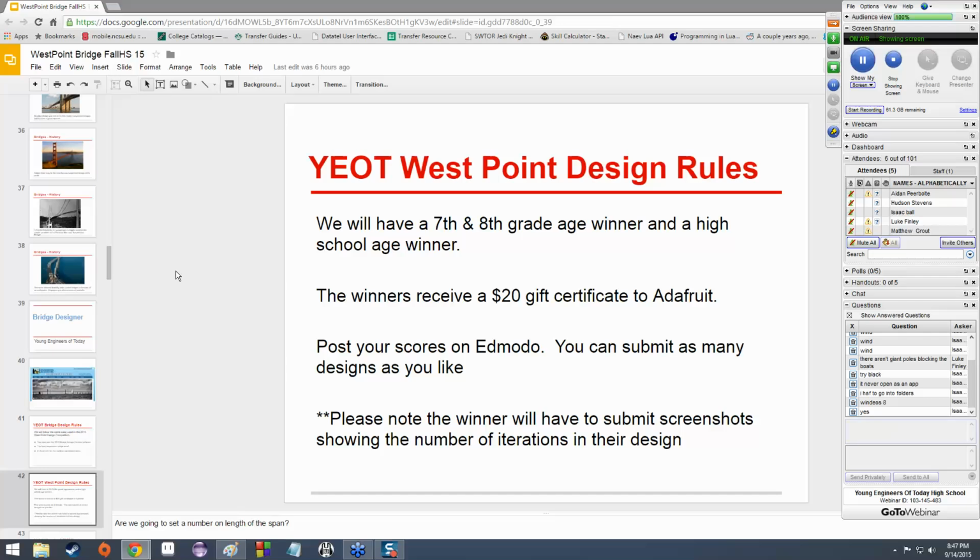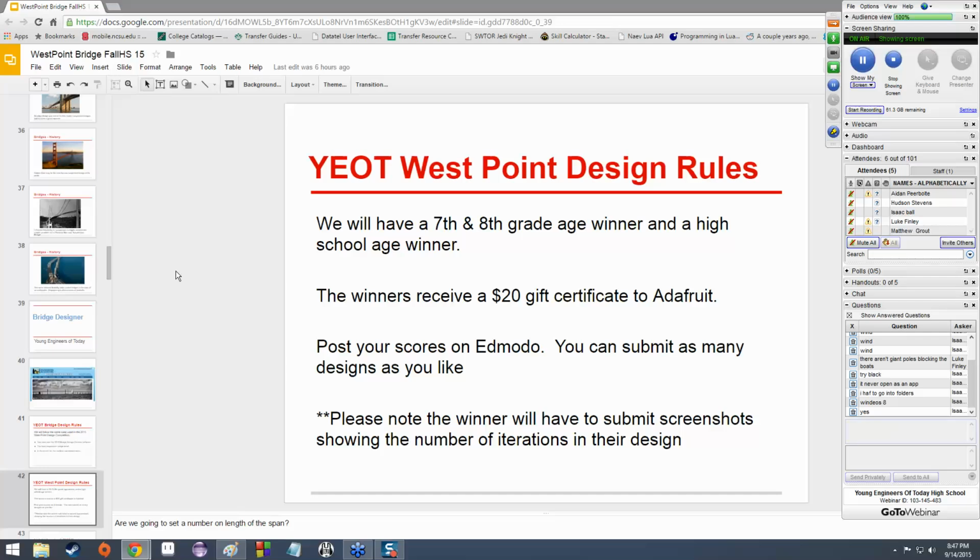And then post your scores on Edmodo. You can submit as many scores or as many designs as you'd like. You don't have to, just submit one. If you submit one and then you like another one better, then go ahead and submit the other one. That's all fine. But put your scores in Edmodo, and we'll go over what scores means in a minute, or either later on today or Wednesday.